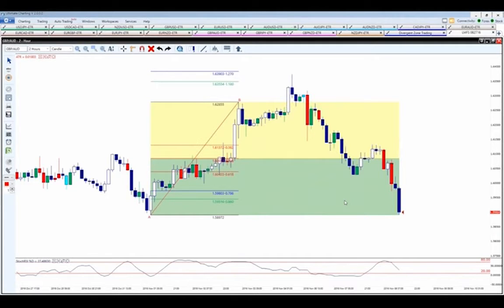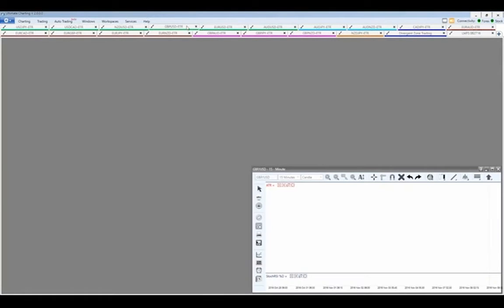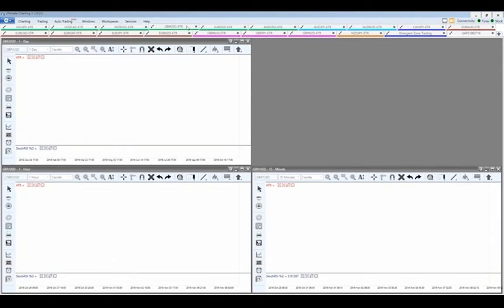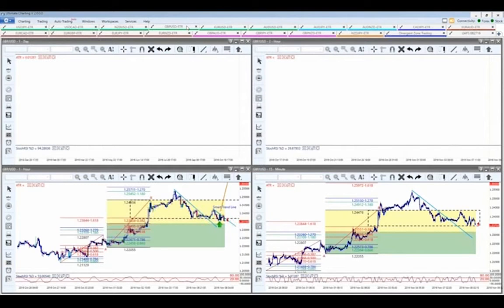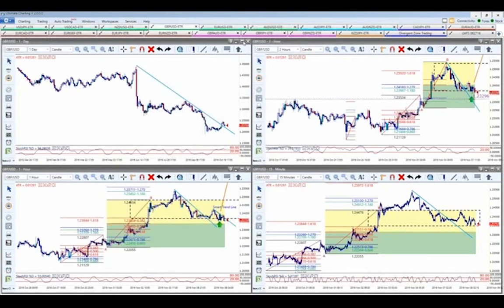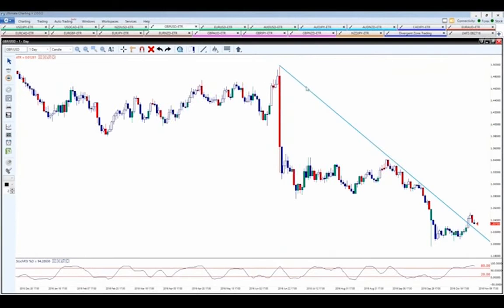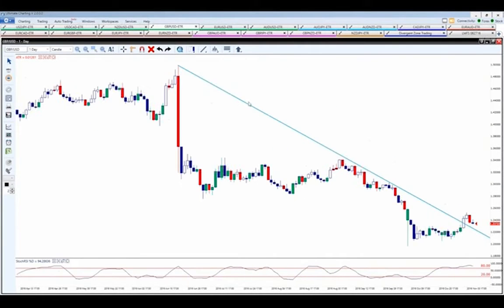So let me show you an opportunity here on the pound US dollar. Pretty much the exact same thing is happening on the pound US dollar. Let me show you what is happening here. Now on the pound US dollar, on the daily time frame, you can see here that the market has come down and has broken above my trend line, so I'm looking for buying opportunities.